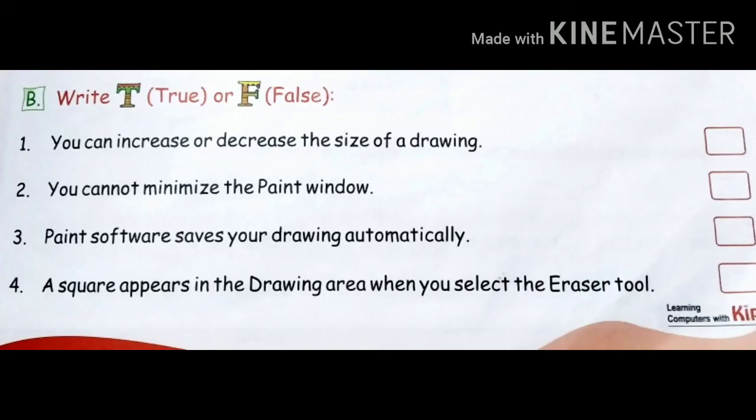Now this is your homework time. Today I am giving you true and false. First, you can increase or decrease the size of a drawing. True. Number 2, you cannot minimize the Paint window. False. Number 3, Paint software saves your drawing automatically. False. Number 4, a square appears in the drawing area when you select the eraser tool. False.